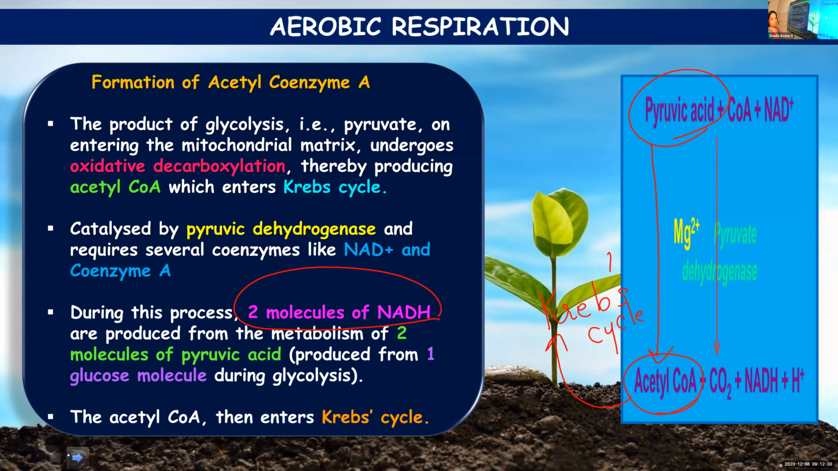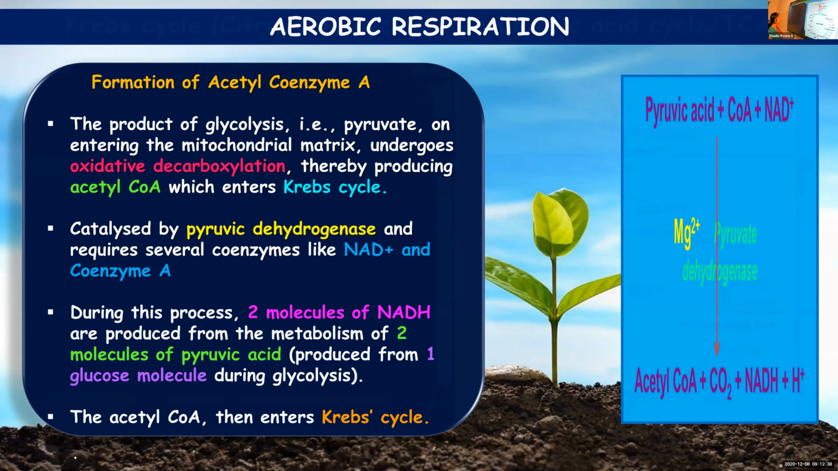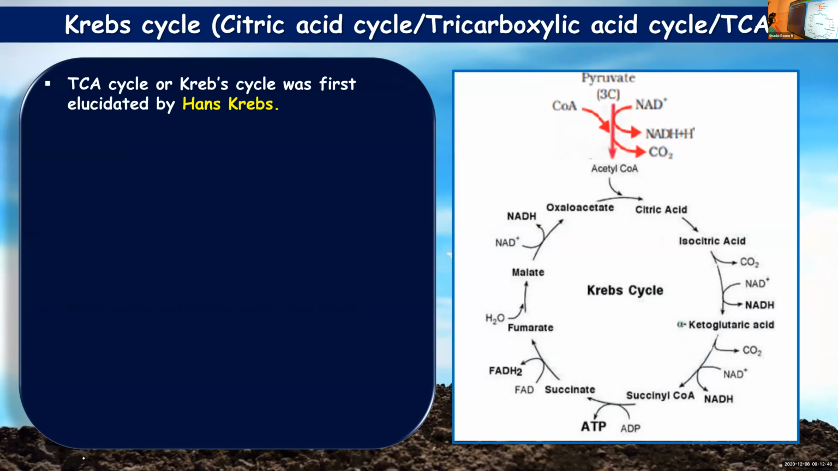aerobic respiration, that is, they will enter into the Krebs cycle. It is named after the scientist who elucidated it for the first time, Hans Krebs. And see, children, this figure is different from what is given in your textbook. In your textbook, all these molecules, you can see so many molecules over here.